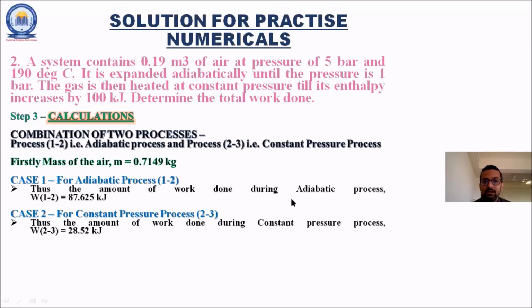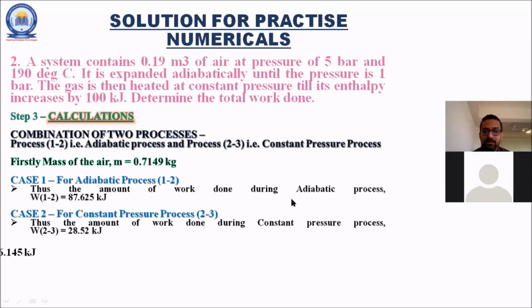We need to calculate the total work done. So what we will be doing? We will be making the summation of W12 plus W23. The total is the summation of the work done of both the processes. On making the summation, I am getting the answer, that is 116.145 kilojoules.